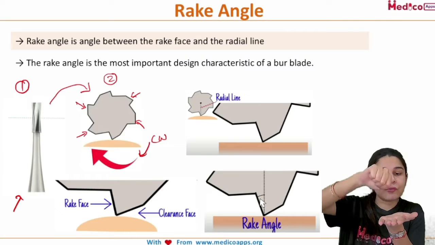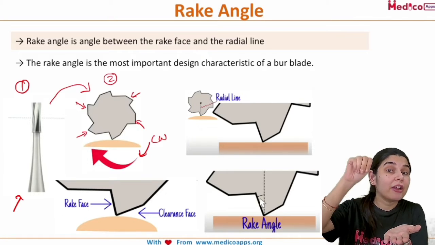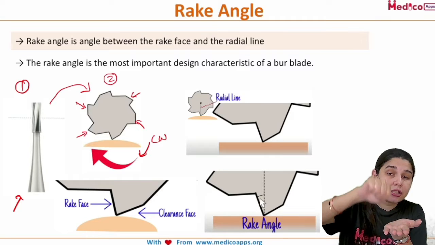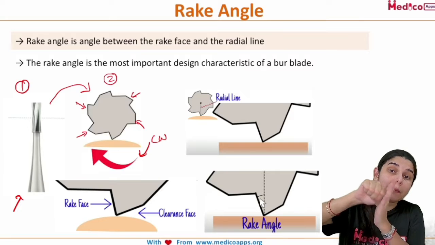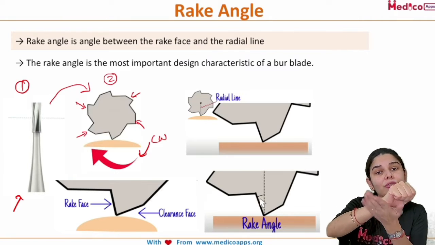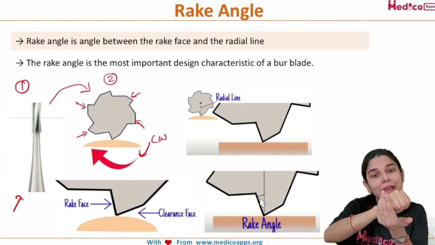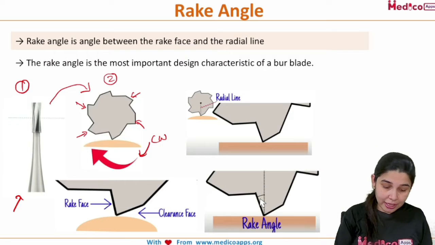The surface which touches the tooth surface first, the leading edge of the blade, is known as the rake face, and the surface which is trailing behind the cutting edge of the blade is known as the clearance face.